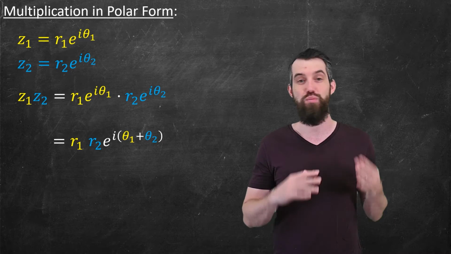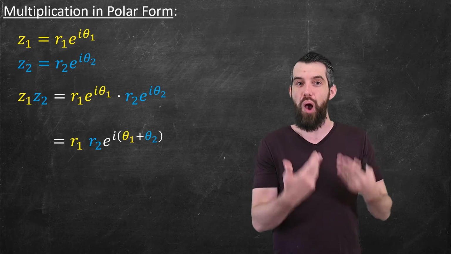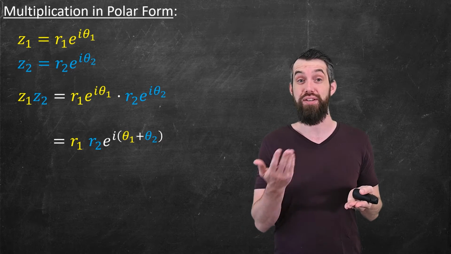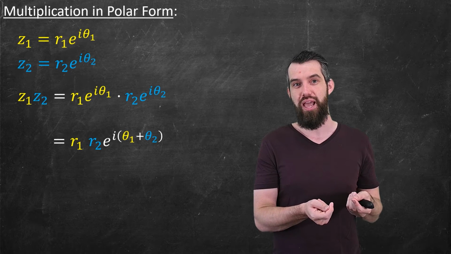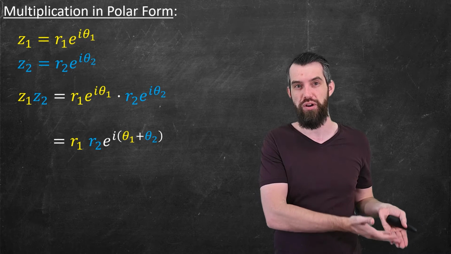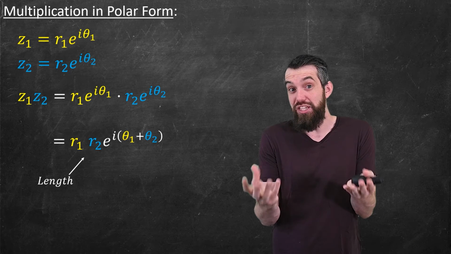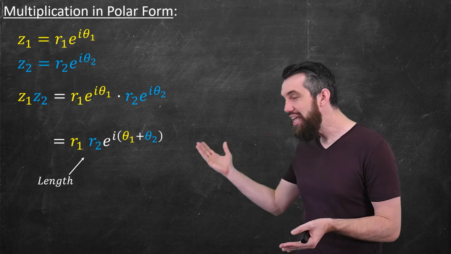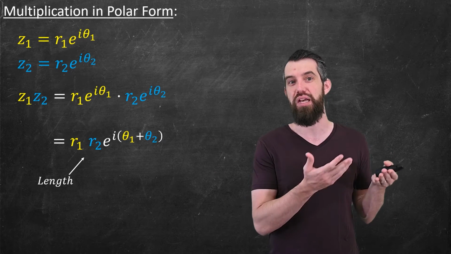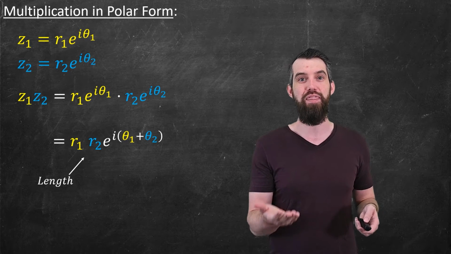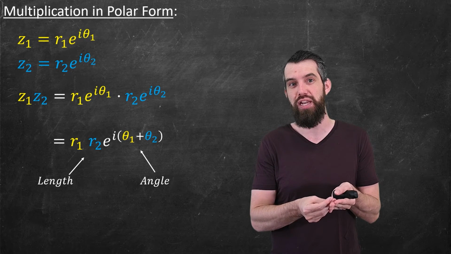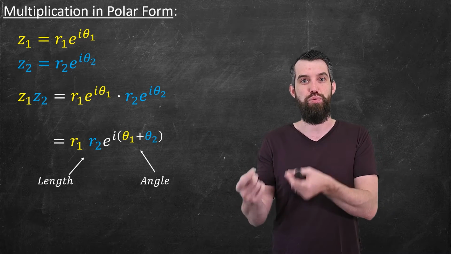So nevertheless, we have that if you multiply two complex numbers, then the magnitude of the complex number you get out of it is just r1 times r2. It's the product of the two magnitudes. And then the argument, or the angle, is just the sum of the previous two arguments. So indeed, the multiplication of these two complex numbers has this length, which is r1 times r2, just the product of the two magnitudes of the individual complex numbers. And the argument, or the angle of this new complex number, is just the sum of the two previous angles.